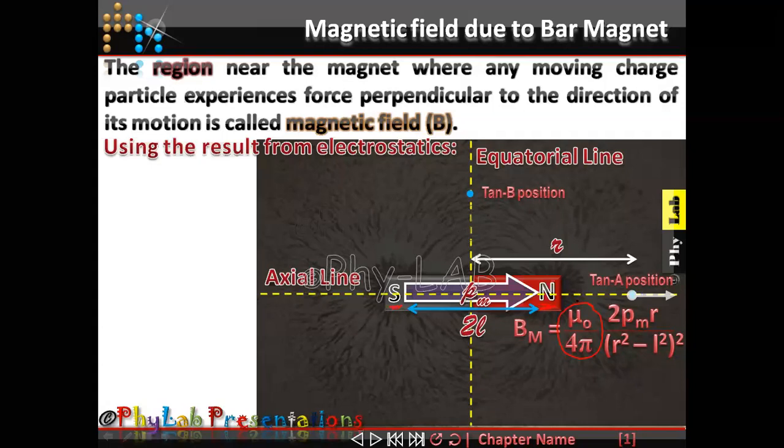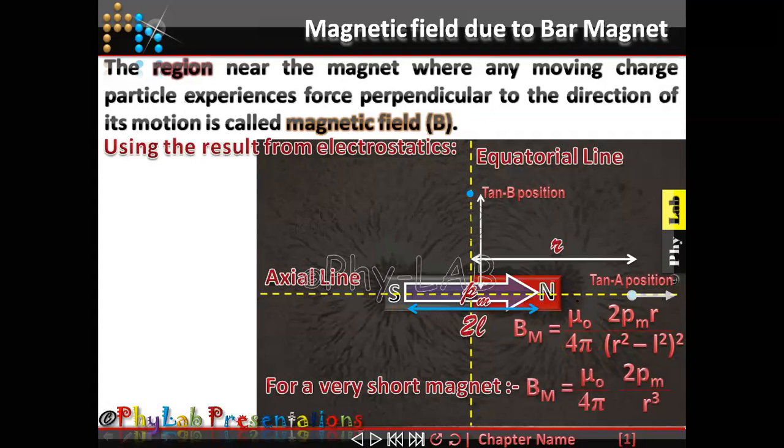So mu naught upon 4 pi. There we simply wrote p for the dipole moment, but here, to separate it from that dipole moment, I have written pm. Rest all the result is the same. So you can see for a long bar magnet, I'm going to have this result. Whereas for a very short bar magnet, and remember students, in cases of numericals, you will always get a short bar magnet, Bm is equal to mu naught upon 4 pi, 2 pm upon r cube.